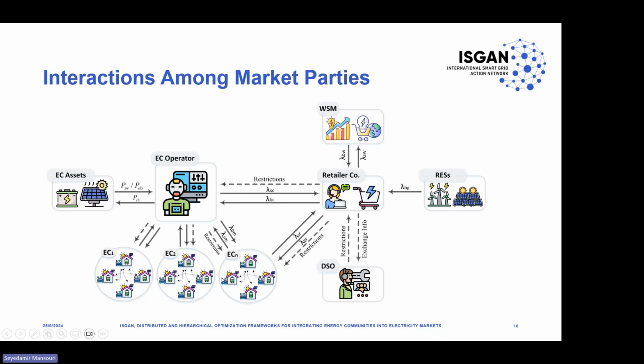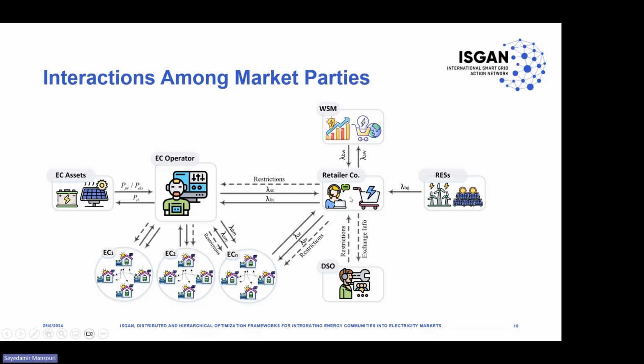These are energy community members. They can have bidirectional power exchange with both the energy community operator and the retailer. And here we have the energy community operator, which has its own assets and can have power exchange with both energy community members and the retailer. And the retailer has communication and power exchange with the wholesale market and with the energy community operator and members.